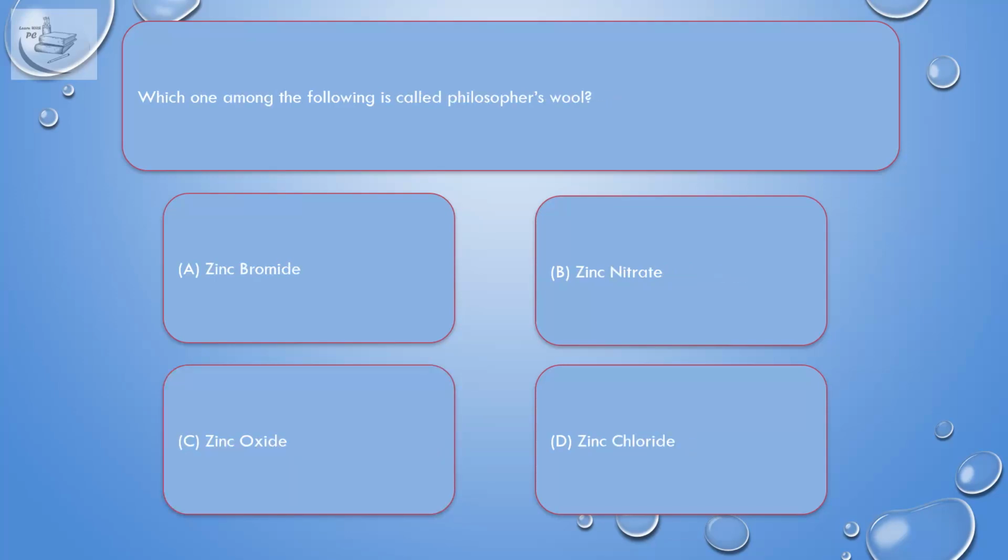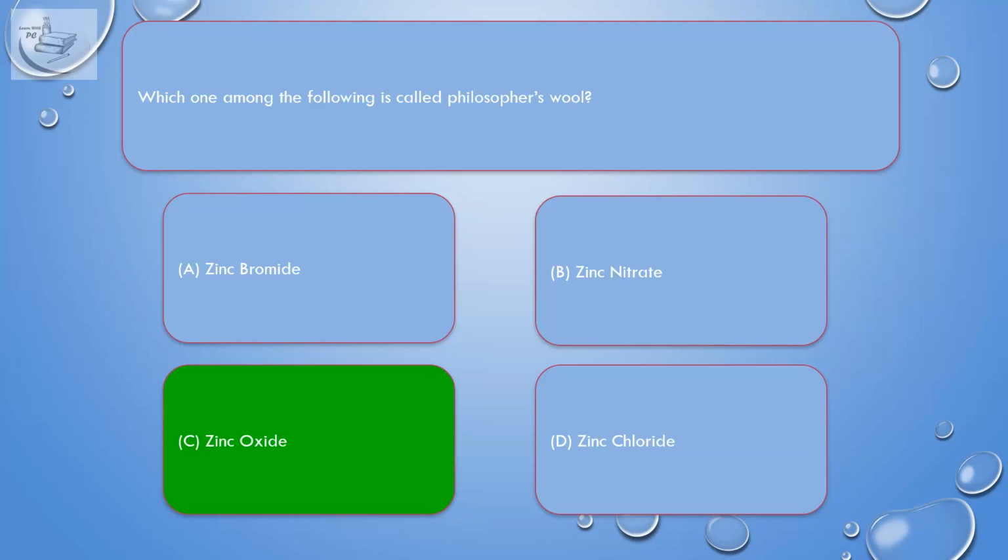Question: which one among the following is called philosopher's wool? A. Zinc bromide. B. Zinc nitrate. C. Zinc oxide. D. Zinc chloride. Correct answer is C. Zinc oxide.